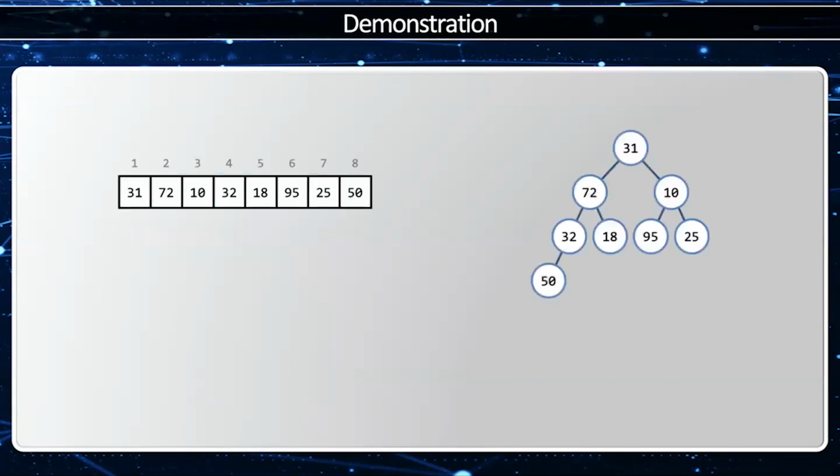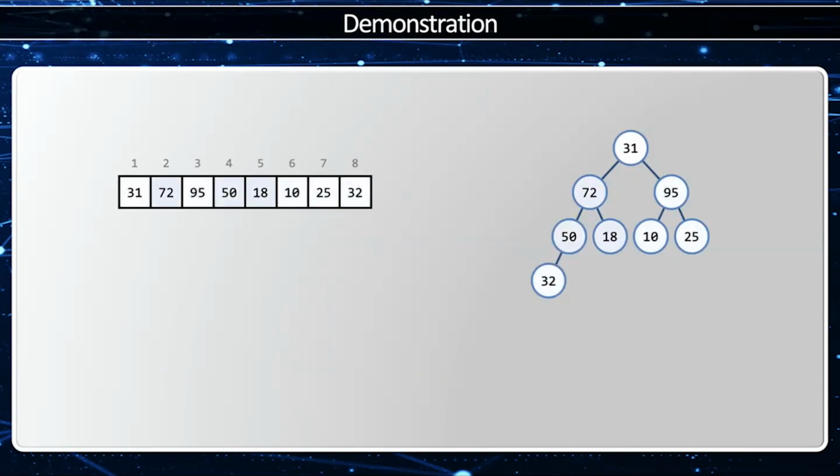So how are we going to start? We're going to find the first index that has at least one child, and that'll be index 4 with the value 32. And its child is 50, which is index 8. Now, since 50 is greater than 32, I will swap those. Now we'll find the next index, which will be index 3. Index 3 is value 10. Is 10 greater than its 2 children? Well, no, because index 6, or value 95, is actually greater than 10, so I will swap those.